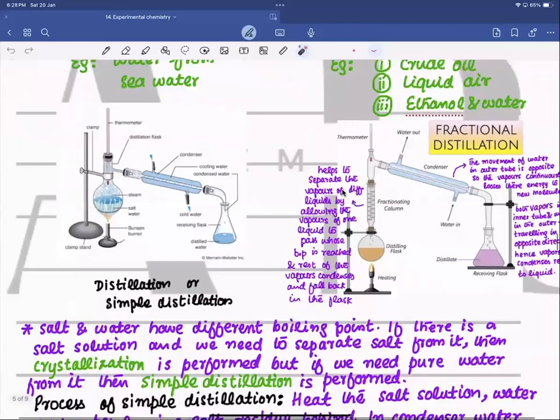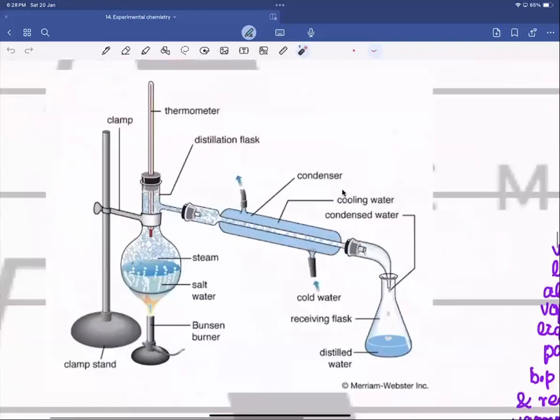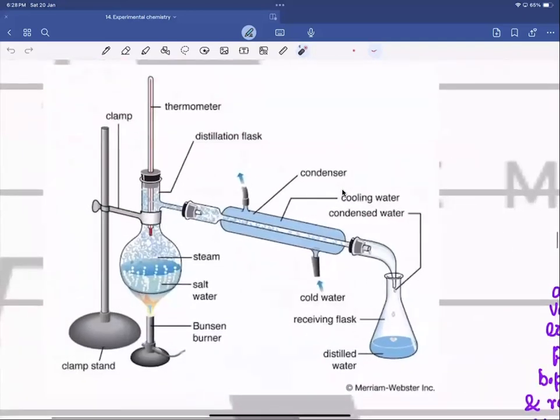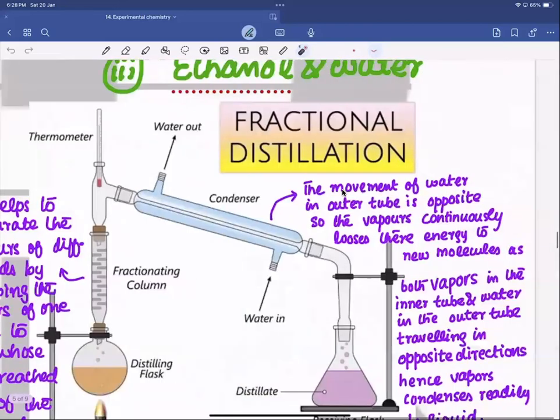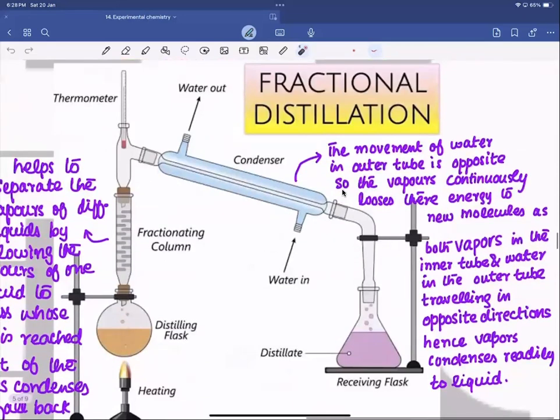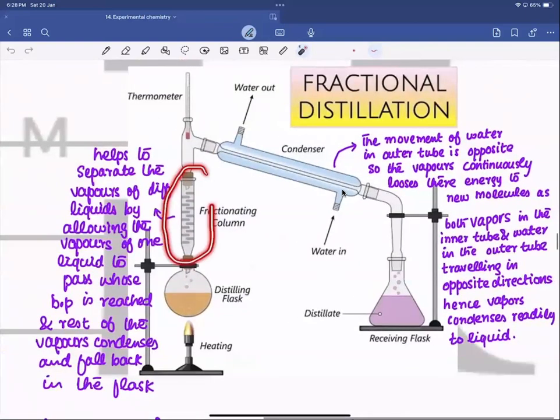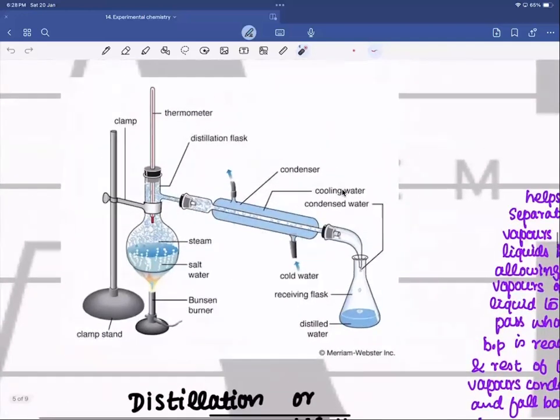Okay. If you look at the set of apparatuses on both sides, they are almost the same. Let me zoom in so you will identify the difference. If you see over here and over there, what is the difference in both of them? The difference is the fractionating column. There's only a difference of this thing. In fractional distillation, we add one extra apparatus, which is called a fractionating column, and that is not over here.